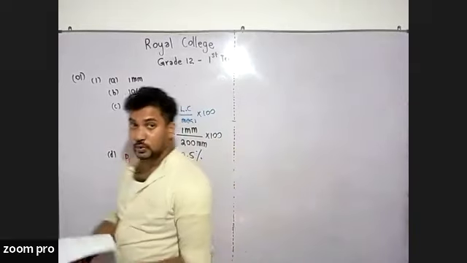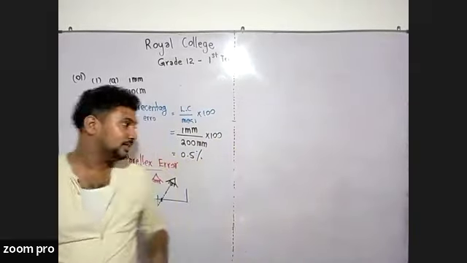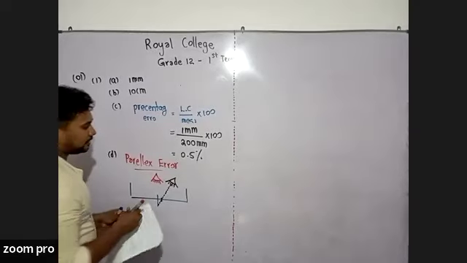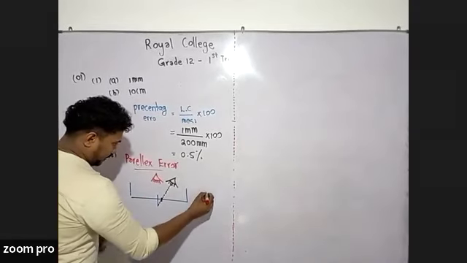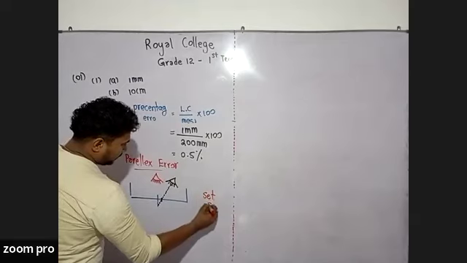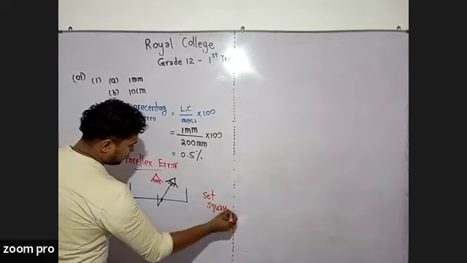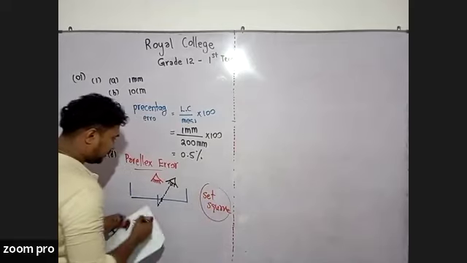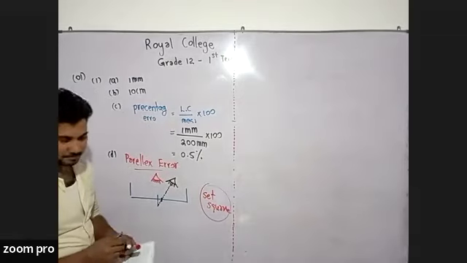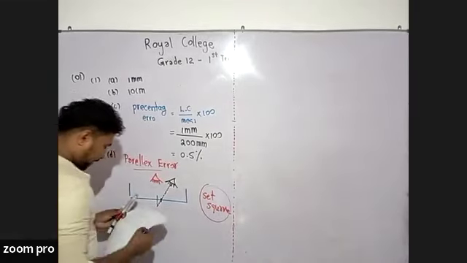To avoid or to minimize the parallax error, we use a set square. A set square can be used to minimize the parallax error.